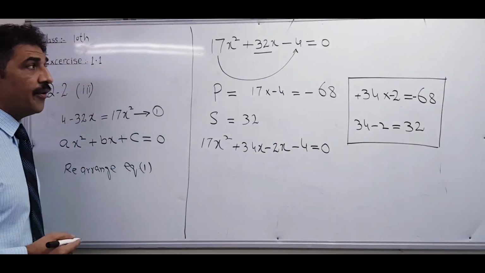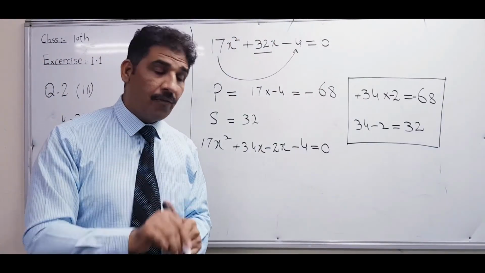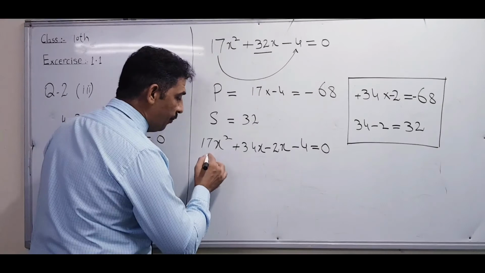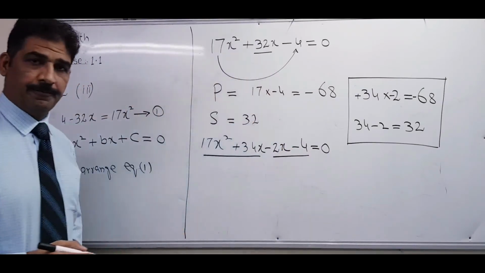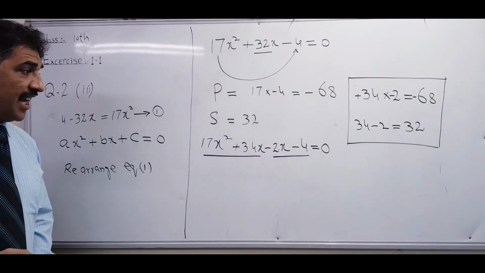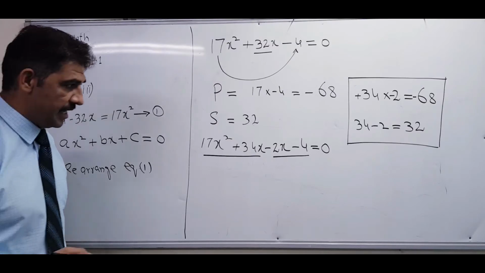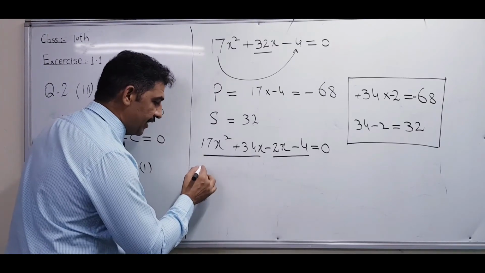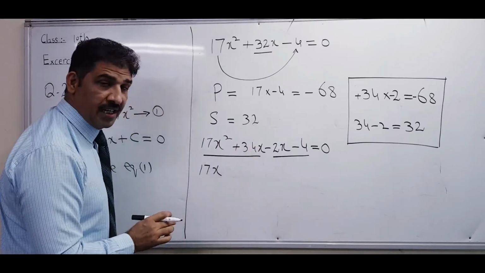Now there are four terms. Before that, how many terms? Three, and now four. So there are two pairs. This is the first pair and this is the second pair. Then check what is common in the first pair? Yes, 17x, because x is also in both terms.